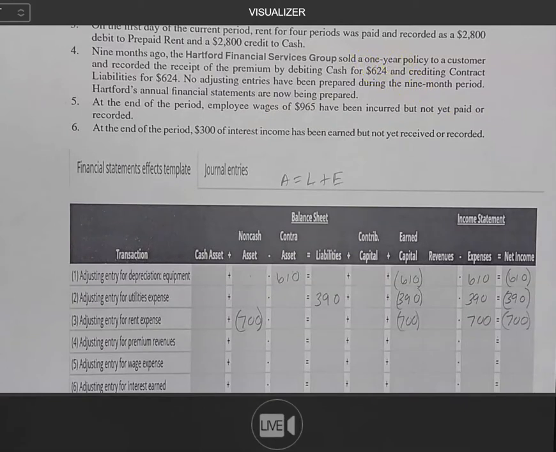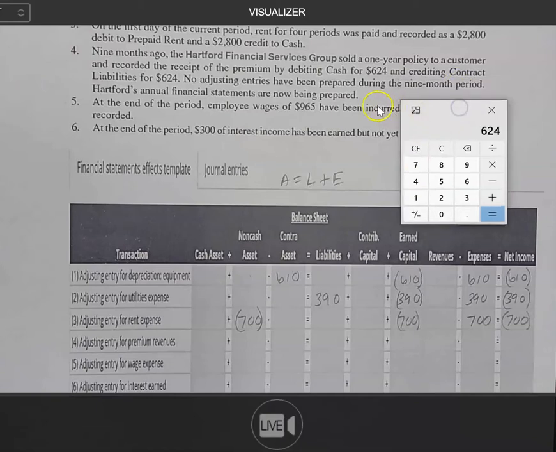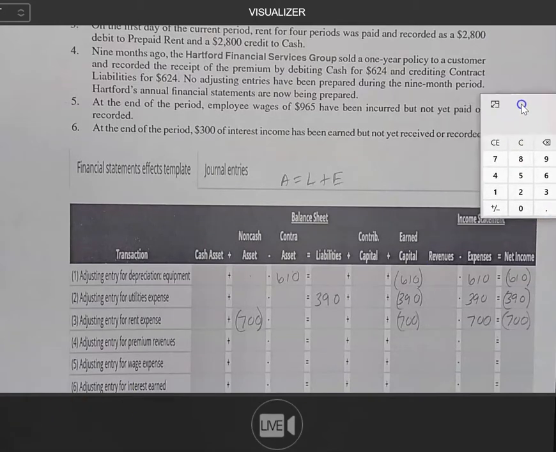So we've got a 1-year policy, right? And we can do this a couple of different ways. If it were me, I would take the 624 and I'd say, okay, that was for 1 year. 9 months is 75% of 1 year. And I come up with 468. Now I could also take 624 divided by 12 to get me a monthly rate of 52 and then multiply by 9 months. And I'm going to get the same $468, right? Okay.